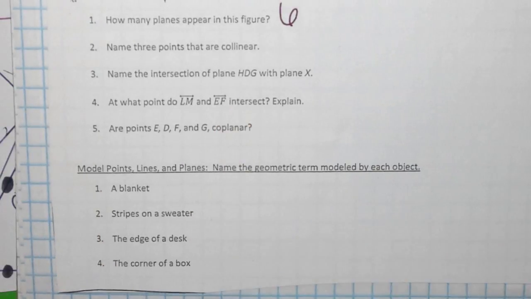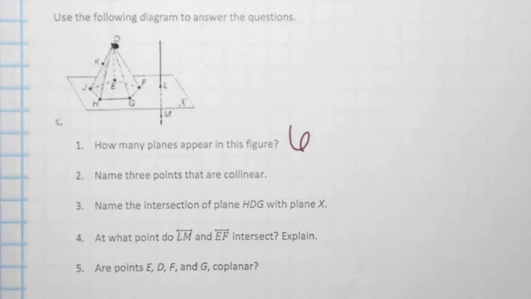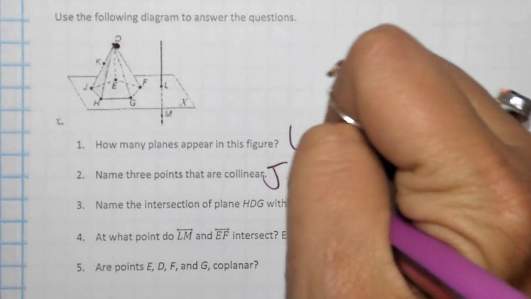Alright, name 3 points that are collinear. Collinear means they're on the same. Alright, name 3 points that are collinear. I need 3 points. Katie, you don't have a popsicle stick, so I'm calling on you. Name 3 points that are on the same line. Tony, I know J, K, and D. Jay, look at you go. Take a point for your team. I had that. J, K, and D. Great job.